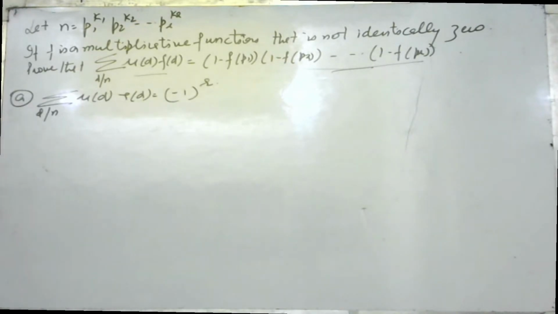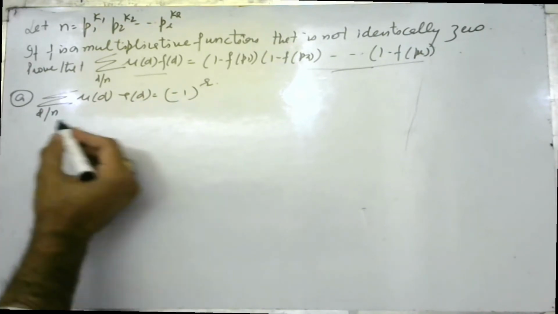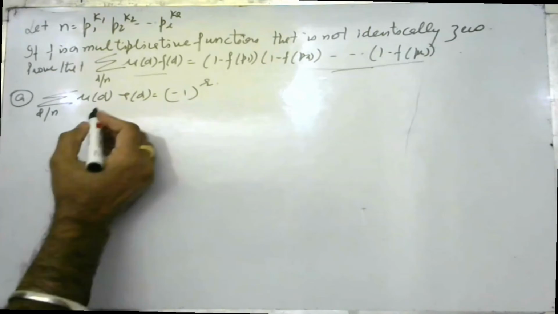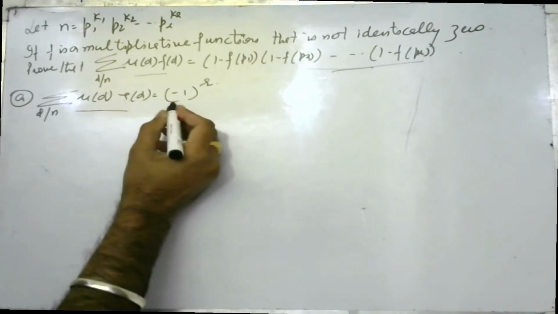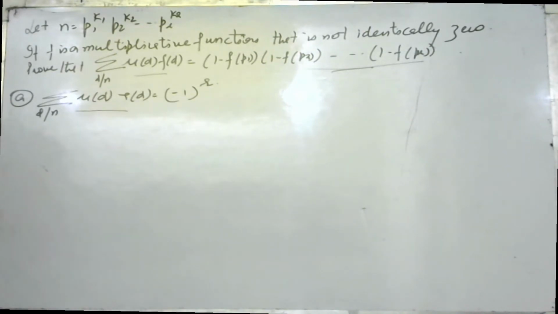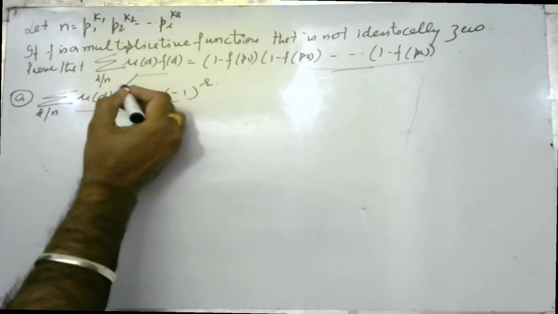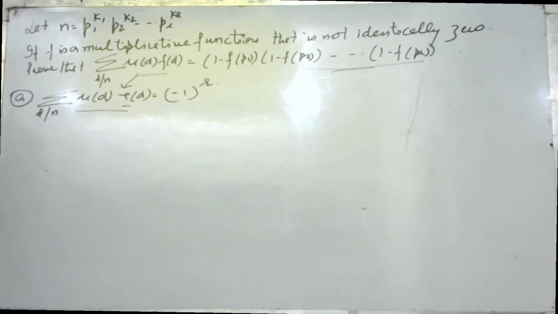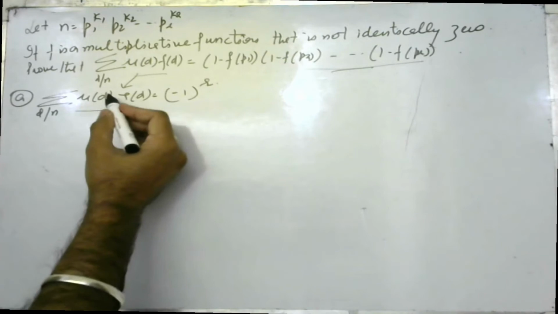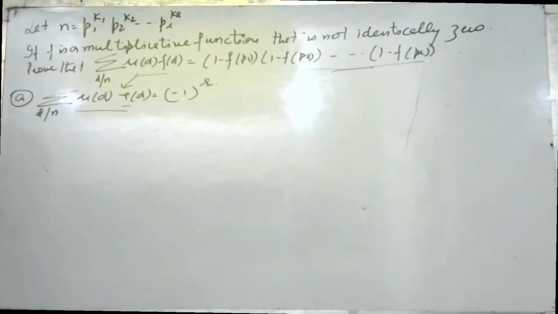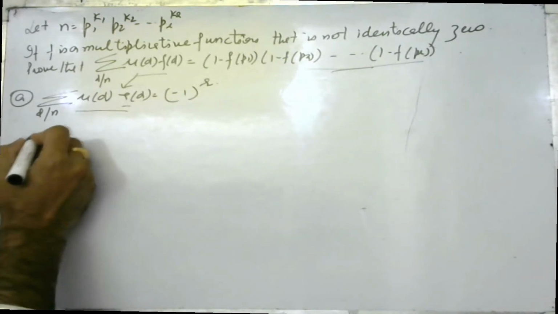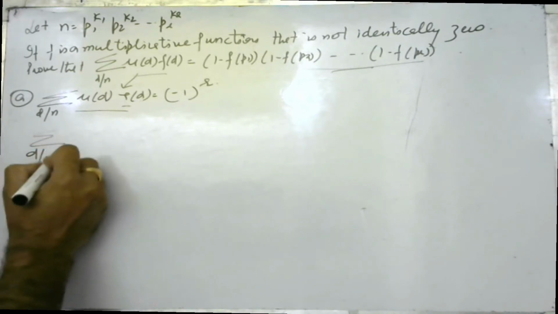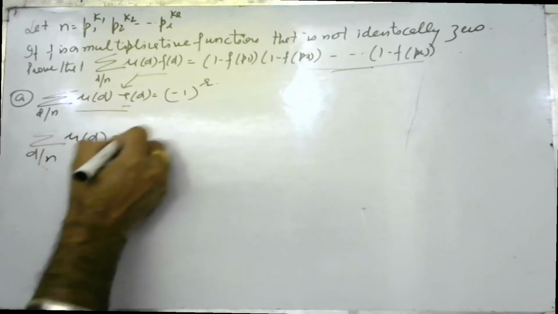There are a few applications of this result also. One of them is that we have to prove the summation over d dividing n of mu(d) tau(d) is equal to minus 1 power r. This is an application of the result. We have chosen a value of this small f, here denoted by tau. What we have to do is put the values on the right hand side. So let us start with the left hand side, the sum over d dividing n of mu(d) tau(d).